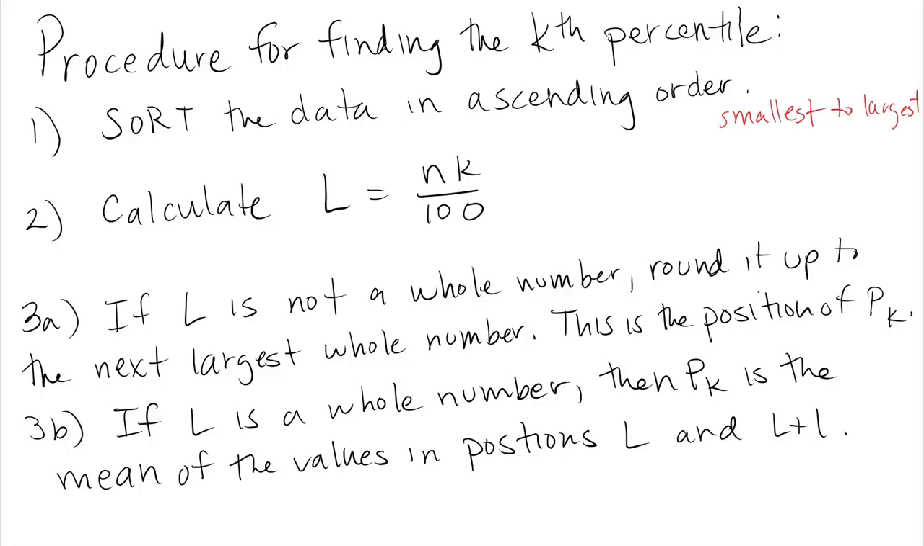Once you have the data arranged, we're going to calculate the location of the kth percentile, and that's why we're going to call this thing L. We do this by taking n times k over 100. So recall that n is the number of data values, what we call the sample size. K comes from the percentile. If you're finding the 53rd percentile, then k is 53. And if you're finding the 18th percentile, then k is 18. And you divide that by 100.